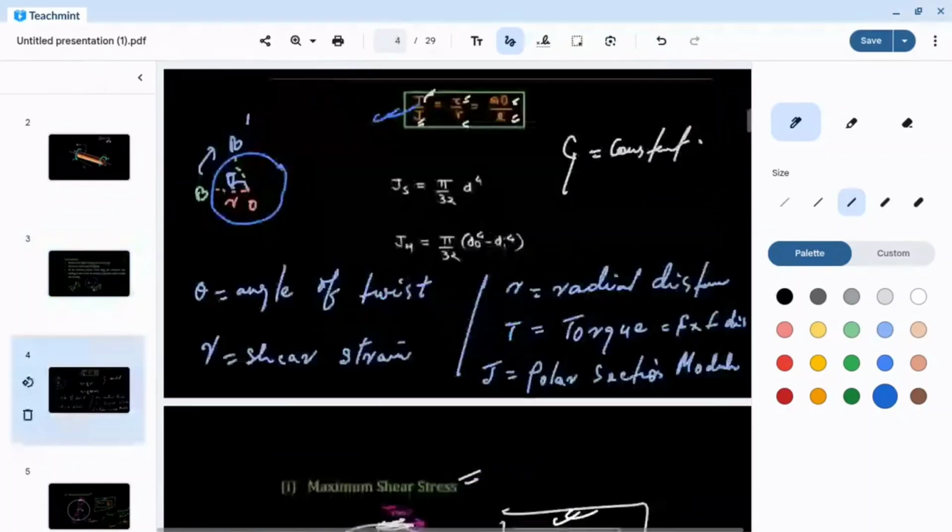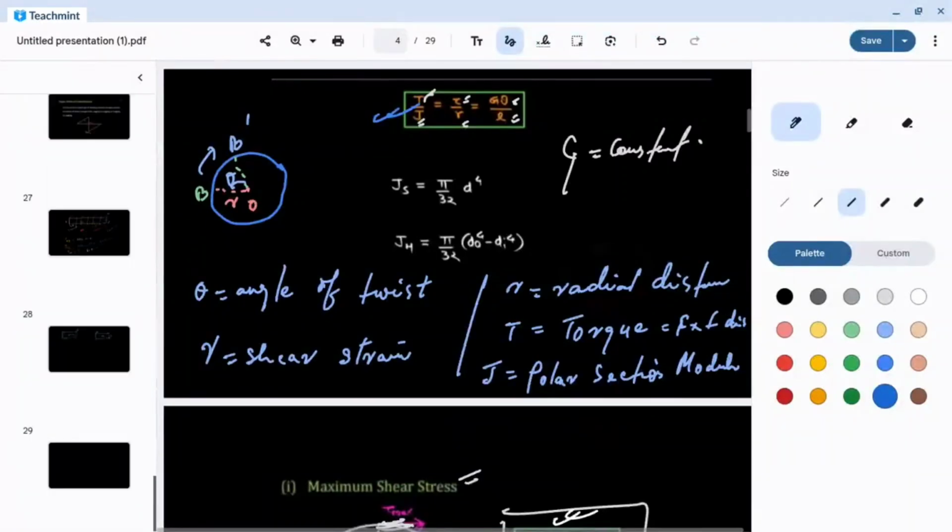Okay, this one. So theta, the value of theta, this is the angle of twist. How do we find the angle of twist directly? Angle of twist.